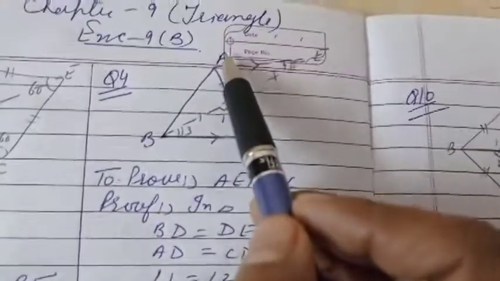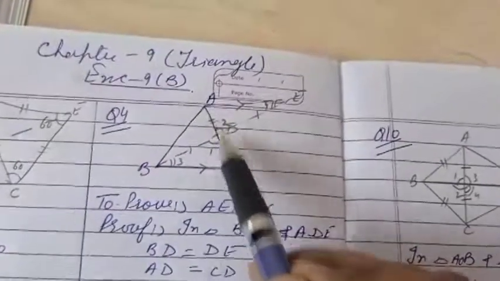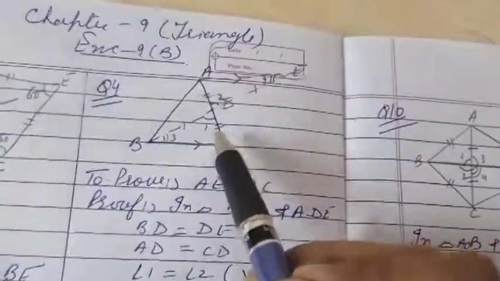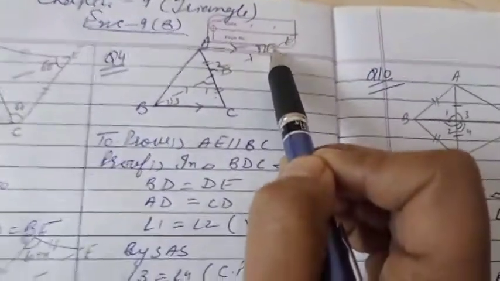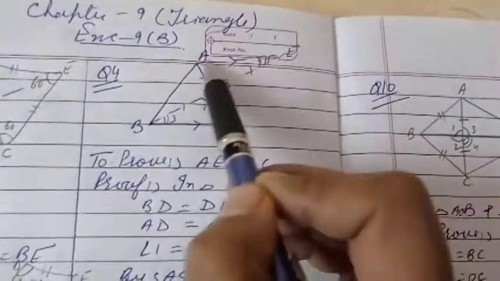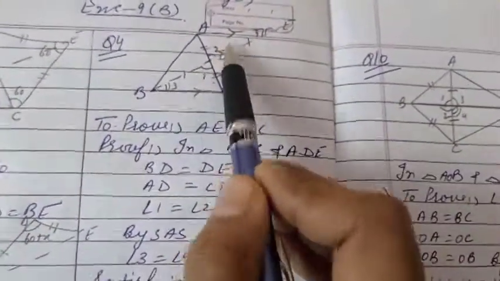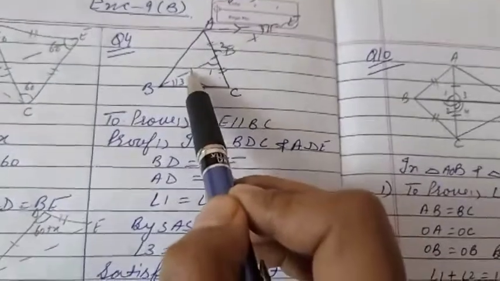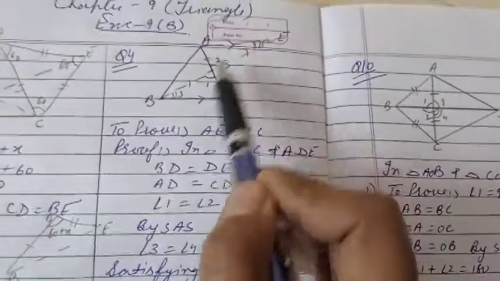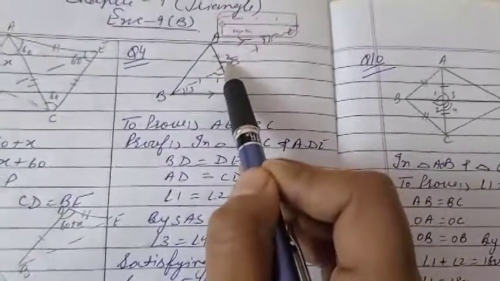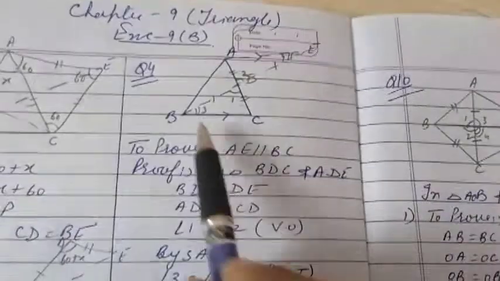Question number 4, ABC is a triangle, BD is the median. You know that a median divides the base into two equal parts, and it is given BD is equal to DE. Question is, prove that AE is parallel to BC. For that, first of all, I'll prove congruency of these two triangles. See, this side is equal to this side. Angle 3 will be equal to 4, interior alternate, but that is what we have to prove.